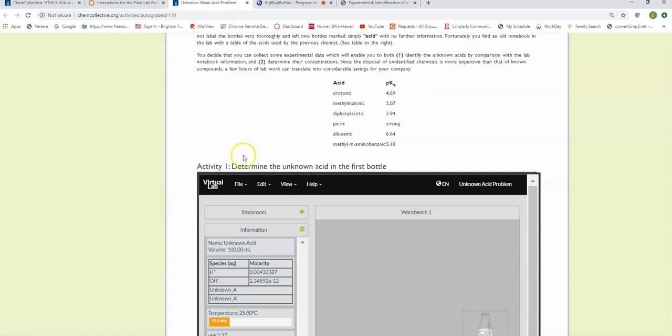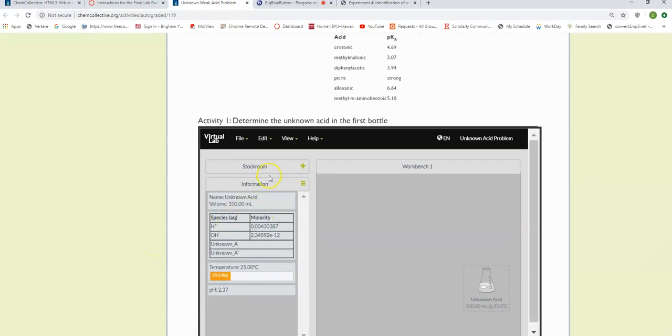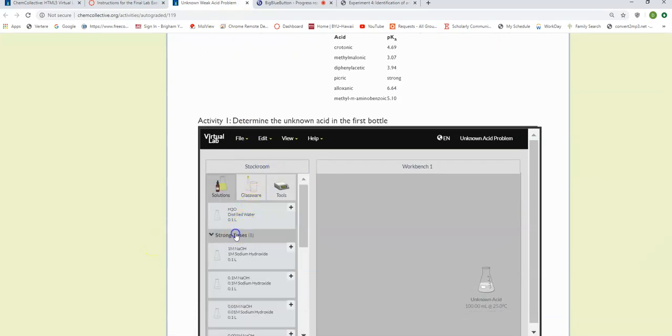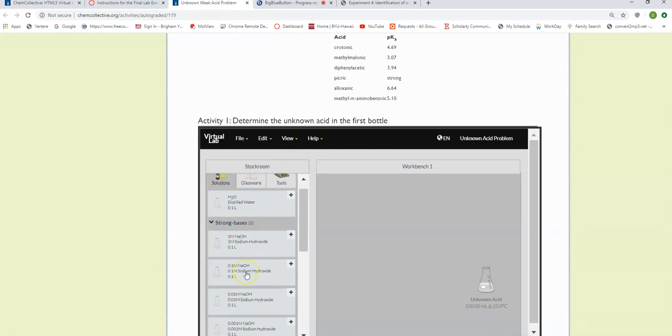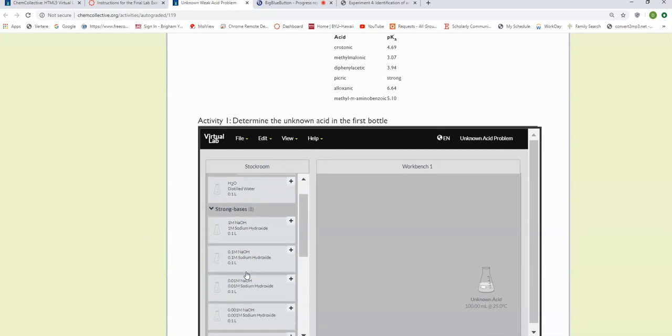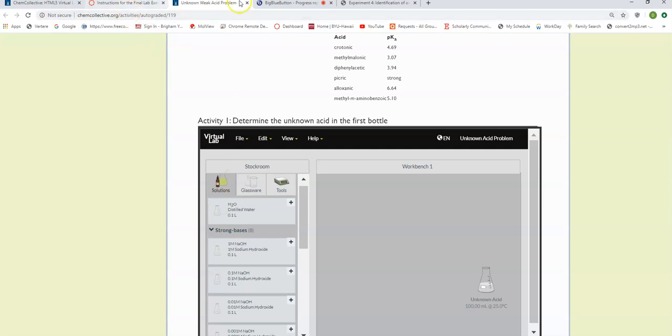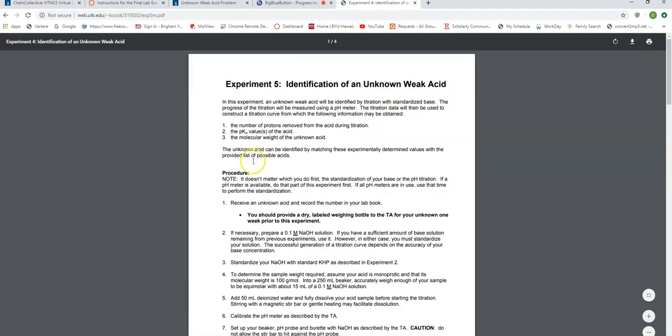Let's see. Did they give us some base in this question here? What do they give us? Yeah, they give us lots of different concentrations of sodium hydroxide. That's nice. Okay, so that looks like something we can do.